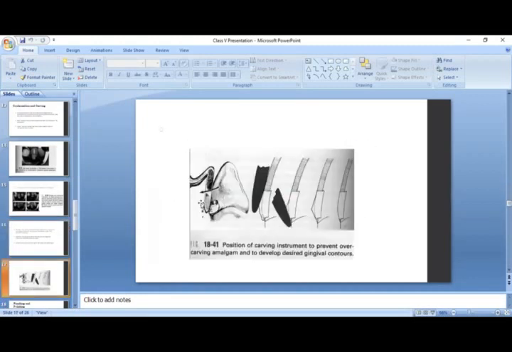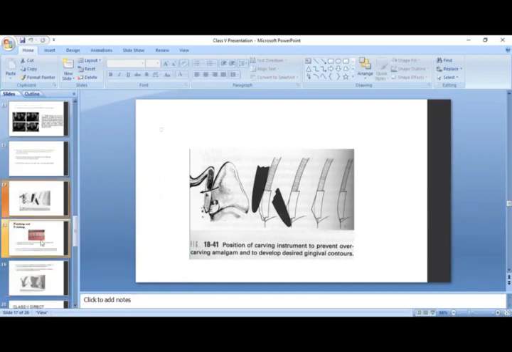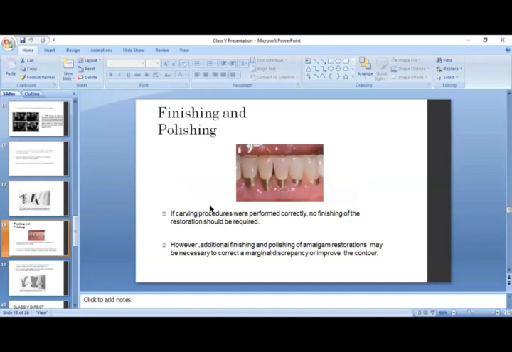Now this is the way we are supposed to carve. This is the unprepared surface and this is the prepared surface. We are supposed to start like this. This is carving, this is carving, right? I hope you can appreciate the diagrams. Okay, now the next step is the finishing and polishing.